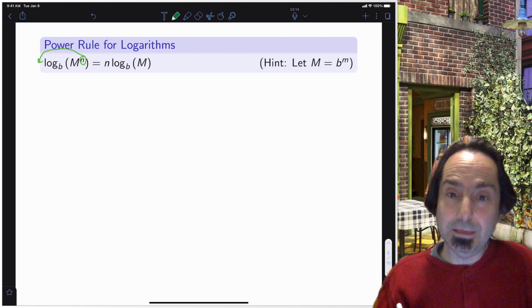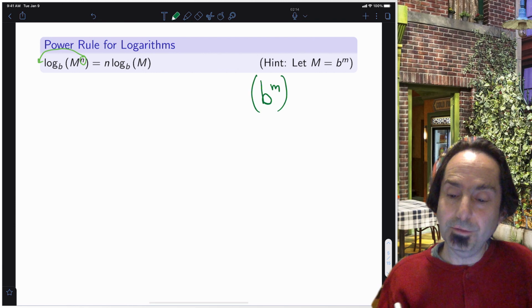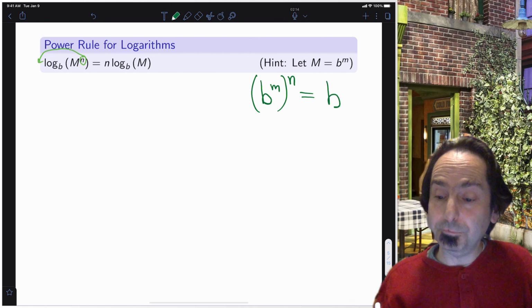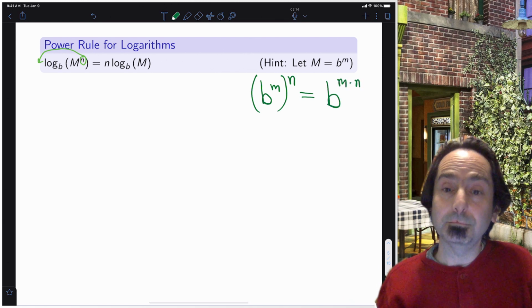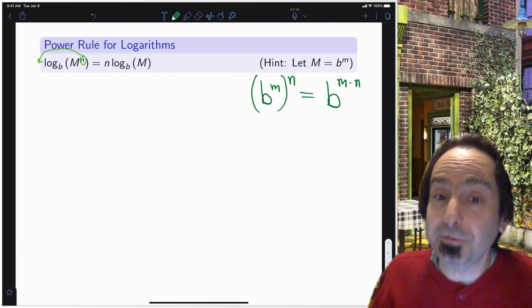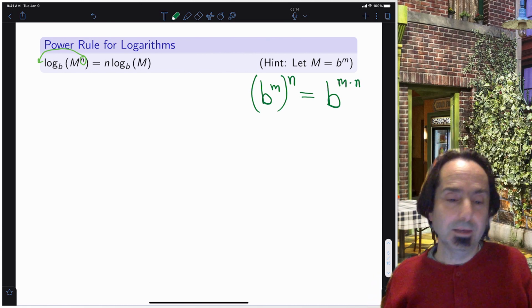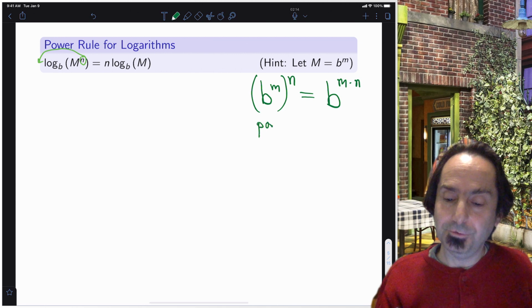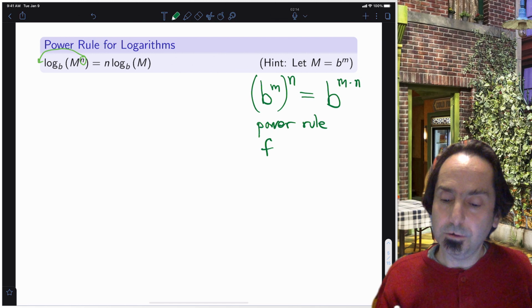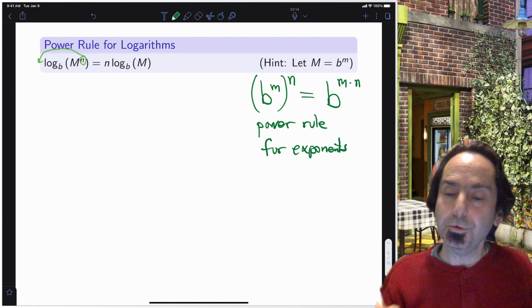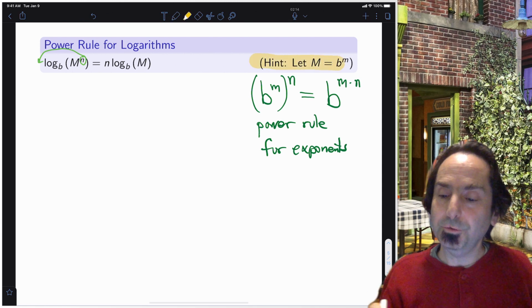And the fact is that if you have b to the m and raise that to the nth power, the exponent rule says that that is b to the m times n. Okay, does that look familiar? It should be, because that's an exponent rule. If it doesn't look familiar, then you've got to do some review. But this log rule, the power rule for logarithms, is the same as the power rule for exponents, and we'll prove it. What we're going to do is use this hint.